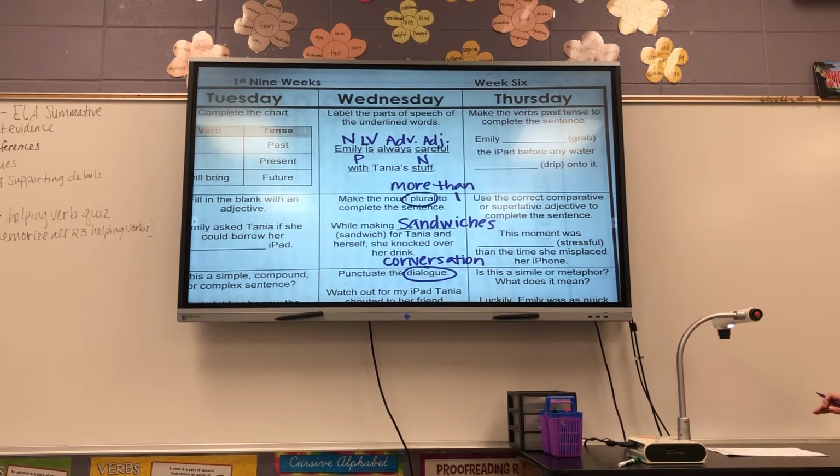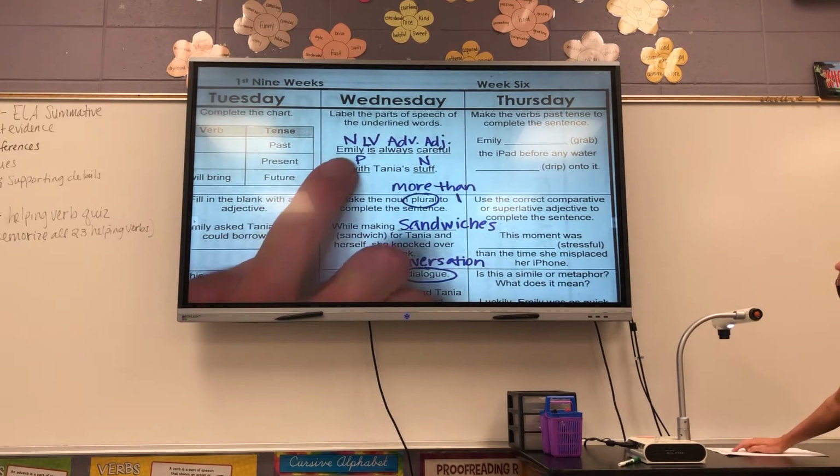Okay, we're going over Wednesday's column of bell work on the language arts section of your bell work packet. Number 1 says, label the parts of speech of the underlined words. The sentence says, Emily is always careful with Tanya's stuff.